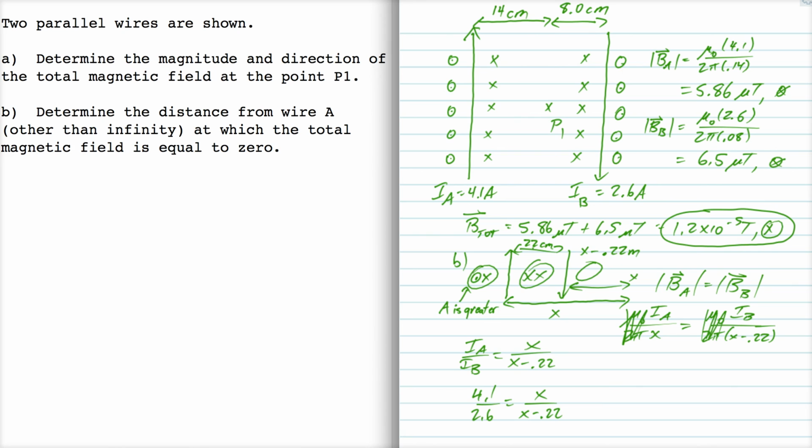If I cross multiply, I get 4.1x minus 0.902 is equal to 2.6x. So 1.5x is 0.902, and x is therefore 0.60 meters. So that's how far you are away from wire A, 0.60 meters. And it's greater than 0.22 meters, greater than 22 centimeters, so that makes sense.